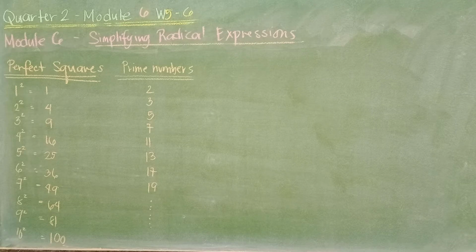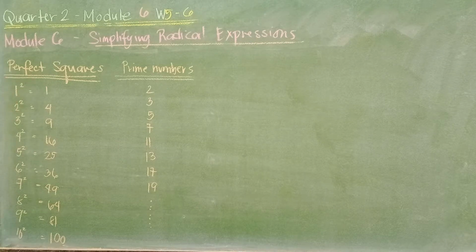1 times 1, which is 1. 2 raised to 2 is 4, 3 raised to 2 is 9. This means 3 times 3, 4 times 4, 16, 5 times 5, 25, 6 times 6, 36, 7 times 7, 49, 8 times 8, 64, 9 times 9, 81, 10 raised to 2 is 100.